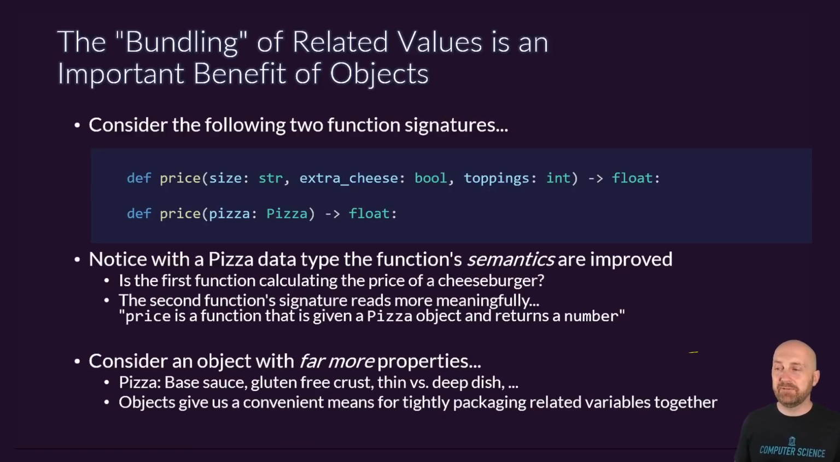If our object had far more properties, and if this was a real modeling of a pizza, like you might order from Pizza Hut or Domino's, you would have far more attributes in the modeling of the idea of a pizza. And you can imagine that as your number of attributes grows, the ability to bundle them all together and pass them around your program to various functions becomes much, much more pleasant to work with than if you needed to pass around all of those attributes individually and keep track of them individually as well.